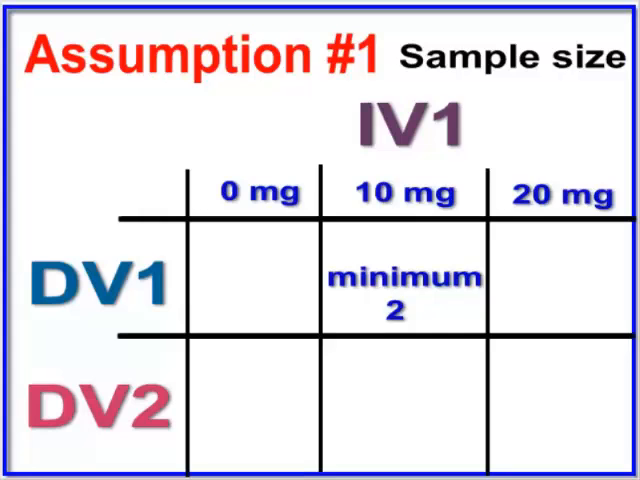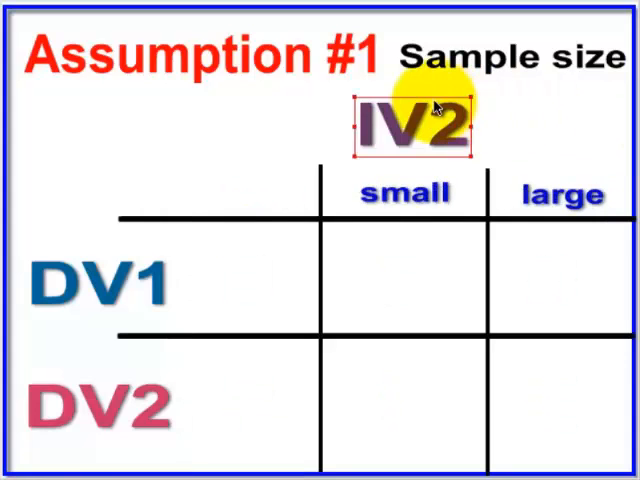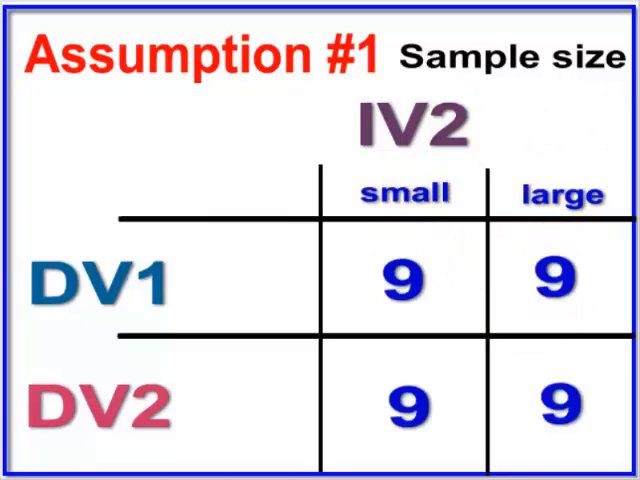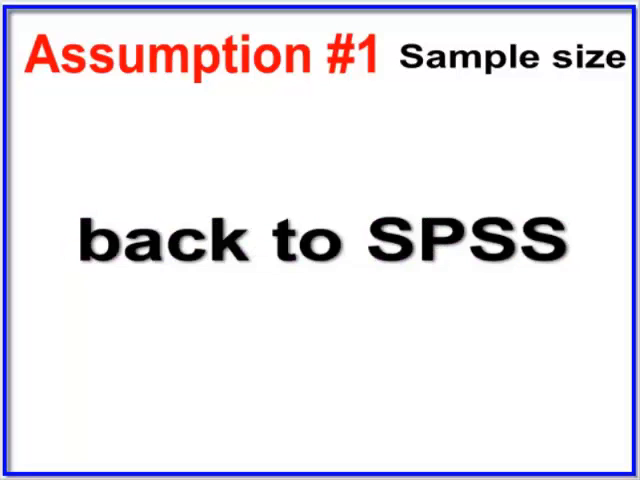And in our study, we have 6 per cell, right? We have 6 rats in each of these little groups. So we did not violate the sample size here. So let's go back to the other IV, with the 2 smoothie sizes. All we have is a small and a large. Same thing, we need a minimum of 2 per cell, but with this one we have 9 per cell. So we're good to go. We did not violate the assumption of sample size. So now let's get back to the SPSS.